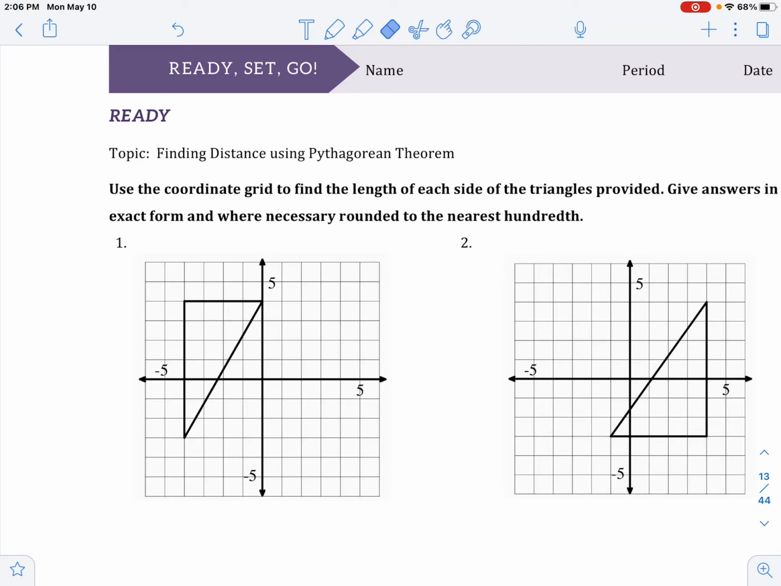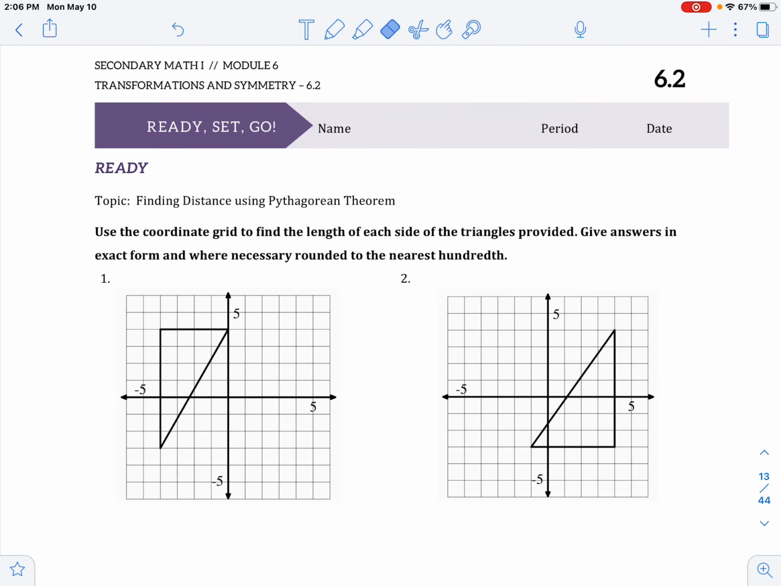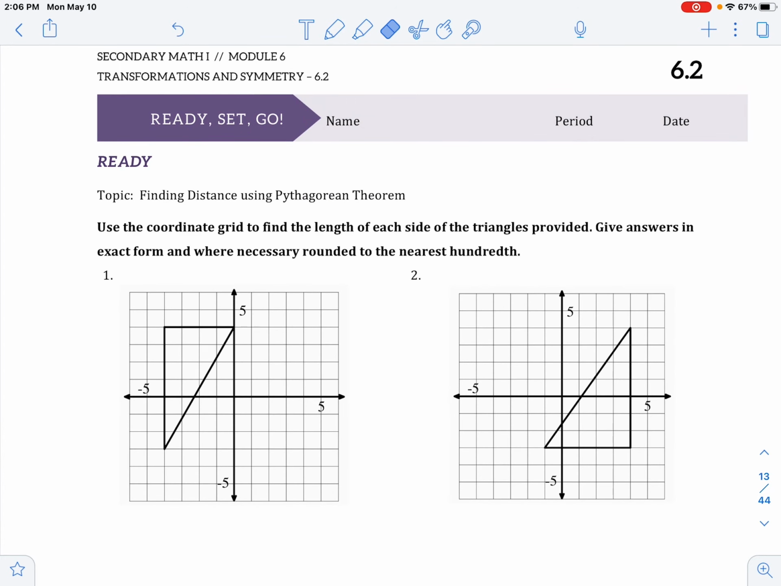Math 1 students, we are going to start section 6.2. That's basically transformation and symmetry. It includes the questions about the Pythagorean theorem. So let's start with the first question.